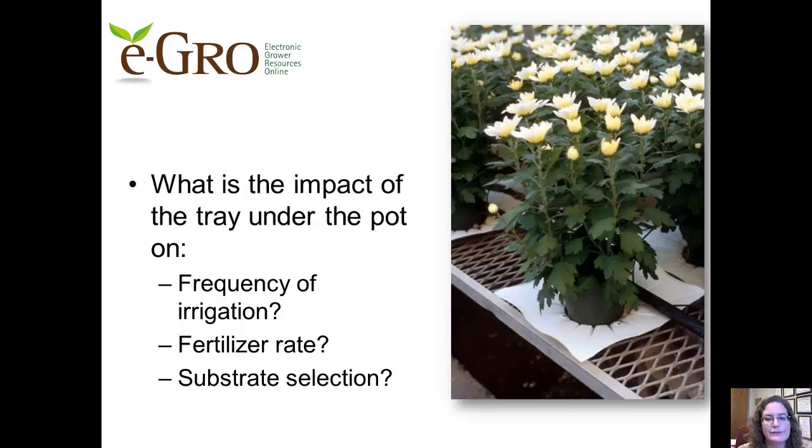Test your understanding of the nutrient management triangle by considering the impact of the plastic tray under each pot shown in this photo. What effect does the tray have on frequency of irrigation and fertilizer rate? Well, because the tray turns the irrigation system into a quasi-sub-irrigation system, both management factors of irrigation frequency and fertilizer rate will decrease with the use of the trays. How would you reason through the effect on substrate selection for use with this type of production system?